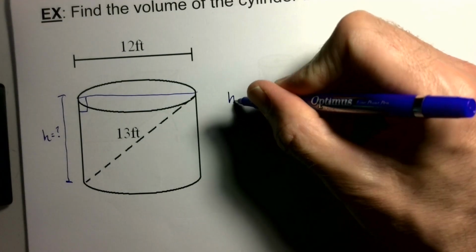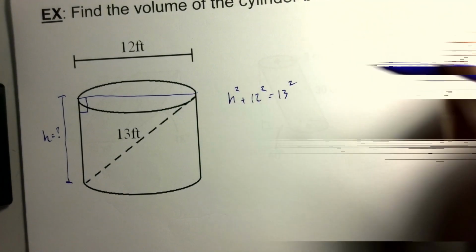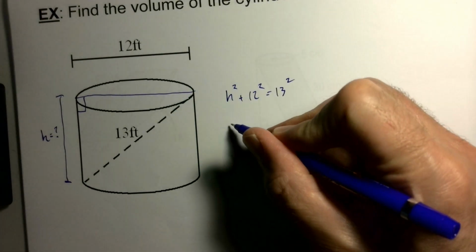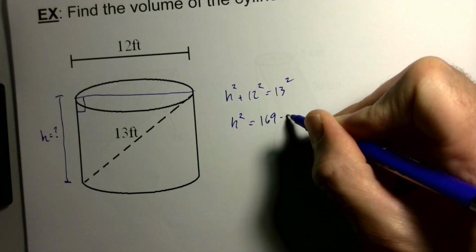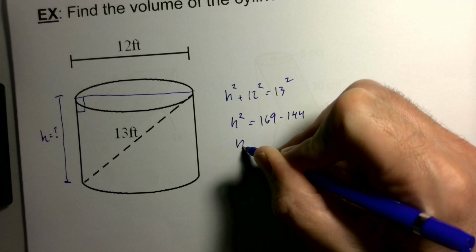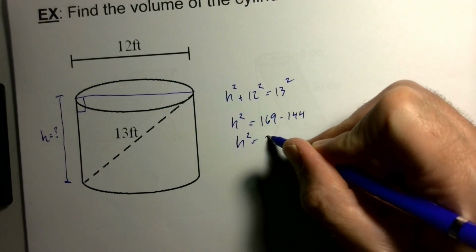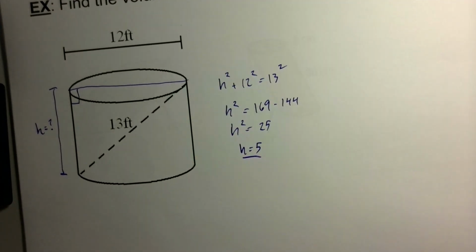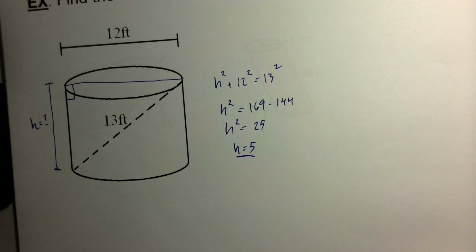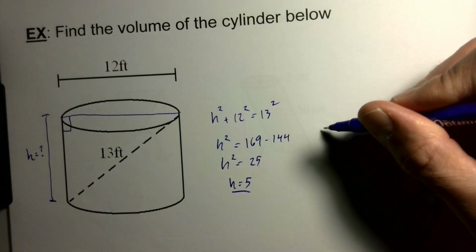So h squared plus 12 squared equals 13 squared, just using Pythagorean theorem. What's that going to be? 169 minus 144. I think that comes out to be 25. So not drawn to scale, but we can still find that height. Now that we have our height, we have everything we need for our volume calculation.